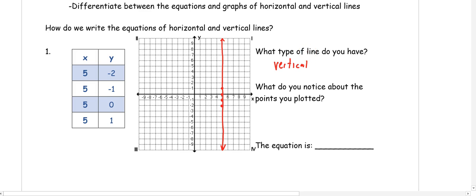What do we notice about the points we plotted? All x values are the same. Because if you notice, all of our x values over here are 5s, so they're all the same. So when we have an x repeating, we have a vertical line. Our equation then is going to be x equals 5. A way to help you remember that vertical lines are x equals lines is because they pass through the x-axis.